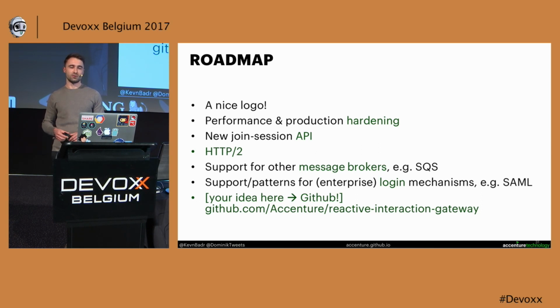We're also working on a new join session API. This is the feature I've mentioned earlier, with having privileged users that can listen to the messages of other users. We want to have an API for that, such that your microservices can actually decide, okay, this user, we checked his privileges and he's allowed to do that.